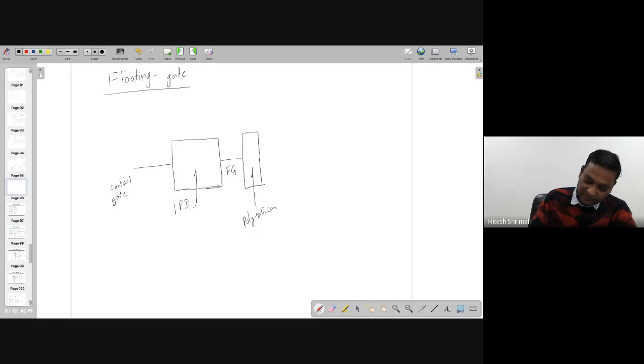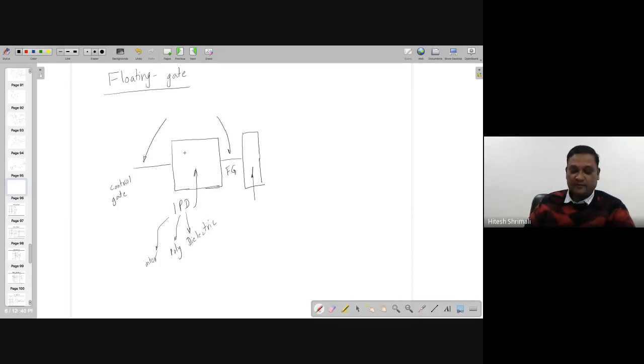The name of this one is inter-poly dielectric. Okay, I made a mistake. It's not polysilicon, but poly gates are here, right? Okay. Now, the other side is silicon.